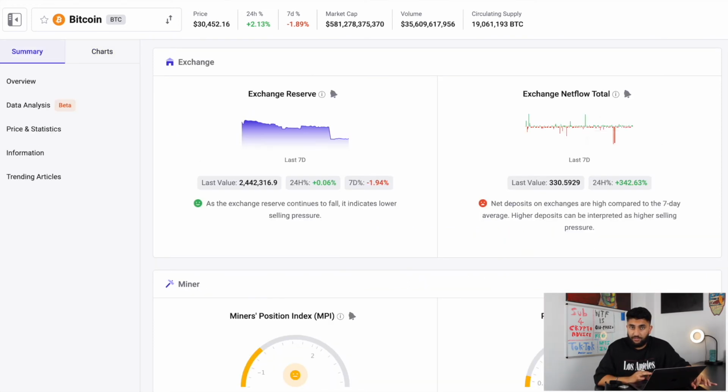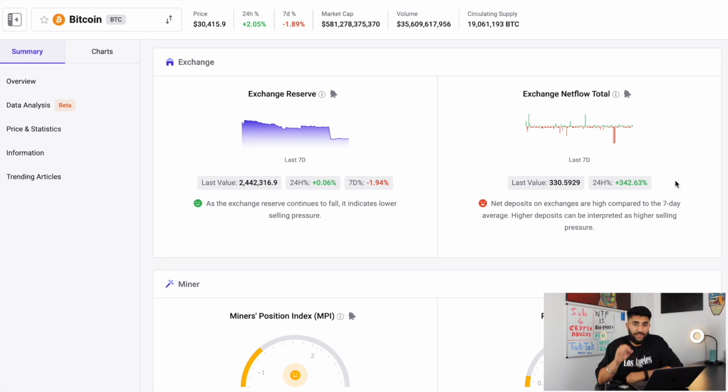So another area we can also look at is exchange net flow total. So what is this showing us? Well, essentially it's showing us how capital is moving. Is it moving into an exchange or out of an exchange? So right now, on a high level basis, we can see that net inflows have increased by 300% in the last 24 hours. And that's bad news. That means if investors are moving their coins into exchanges, they're going to want to sell them, and that's going to lead to large sell pressure. So the market's going to go down.